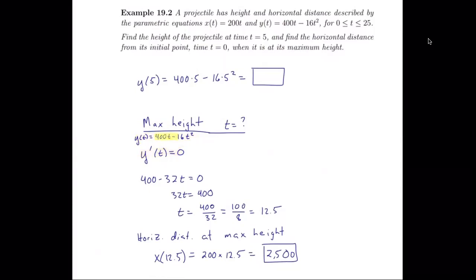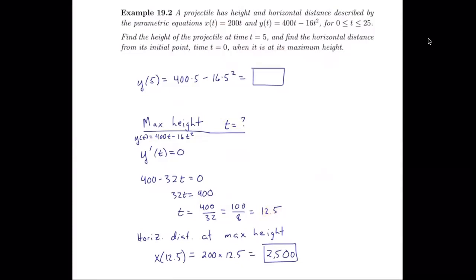The derivative of this function is this. Setting it equal to 0 gives us that right-hand side. And we solve for t to get t equals 12.5. So now we know the time at which the maximum height occurs. So that was the first question: when does the maximum height occur? Okay, well, we've got that at 12.5.